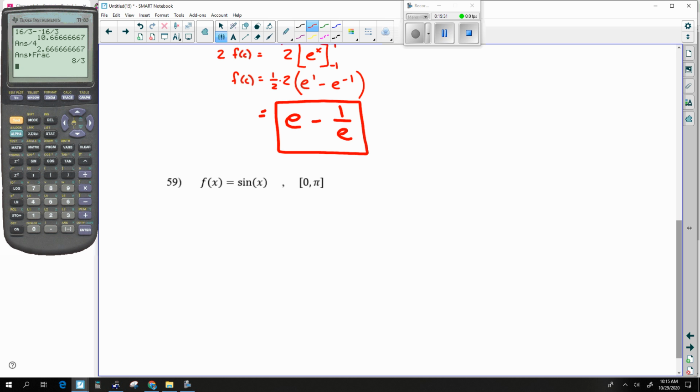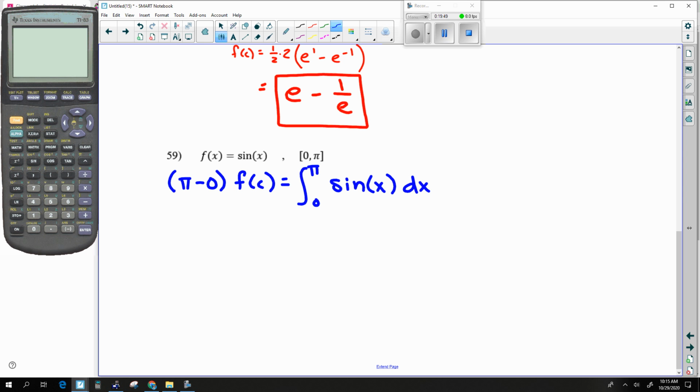Okay. Here we go. Let's set up the rectangle. This is going to be pi minus 0 times the average value. And that's going to be equal to the integral from 0 to pi of sine x dx. So the area of the rectangle is equal to the area of the curve. The integral of sine is negative cosine. Then I'm going to exclude the negative, so there's a negative 1 on 0 to pi. Any constants you can get rid of. This is equal to pi f of c.